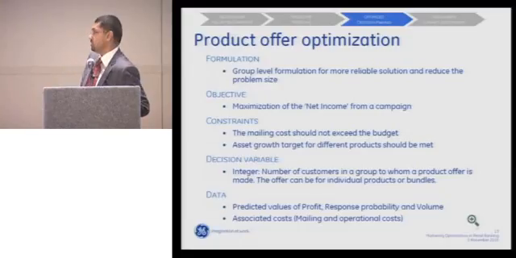The decision variable we used was the number of customers in each group to whom a product offer was made. So this number could either be 0, in which case nobody in the group got anything. This number could be equal to the number of people in the group, in which case everybody got the same offer. Or it could be some number in between, in which case we solved a subsidiary assignment problem for that group to decide who got the offer. The data, as explained earlier, involved predictive values for response, profit, and volume. The volume being the part that goes into asset growth targets, response and profit being what goes into the net income calculation.